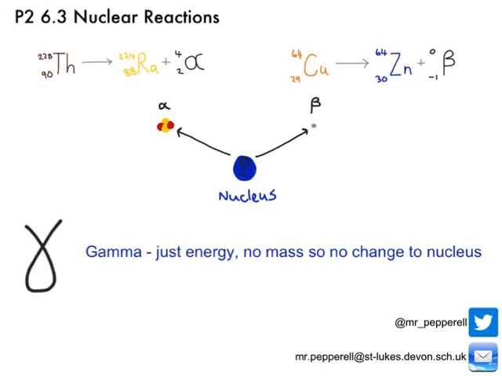Gamma radiation is just pure energy, and it's emitted by the nucleus at the same time as alpha and beta particles for reasons I won't go into now. And as it's energy and not a particle, it has no mass, so its emission doesn't cause any change to the nucleus at all. There's the same number of protons and neutrons there before and after it's emitted. So gamma being given out doesn't cause any change to the nucleus.